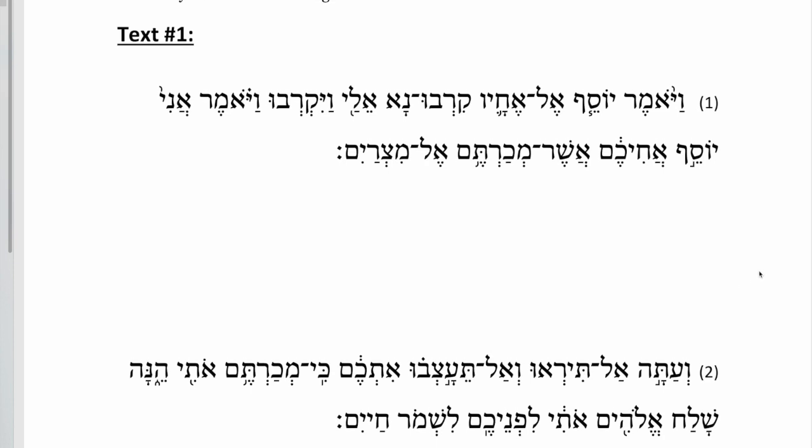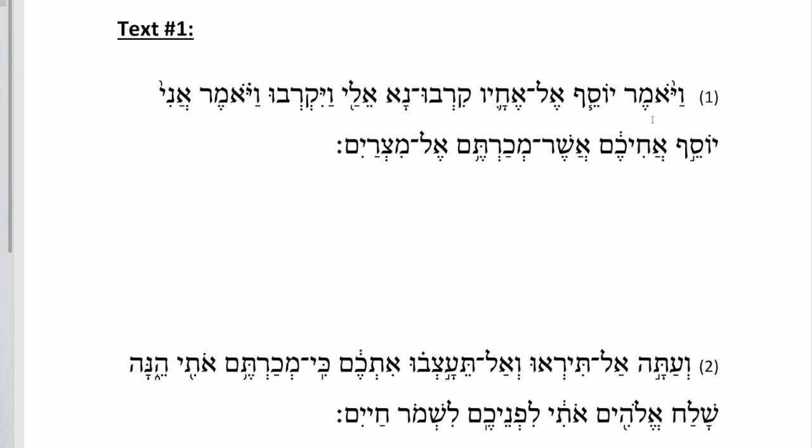So, text number 1, verse 1: Vayomer Yosef el Echav, Kirvu na elai, Vayikrevu, Vayomer, Ani Yosef Achichem Asher Makartem el Mitzrayim.